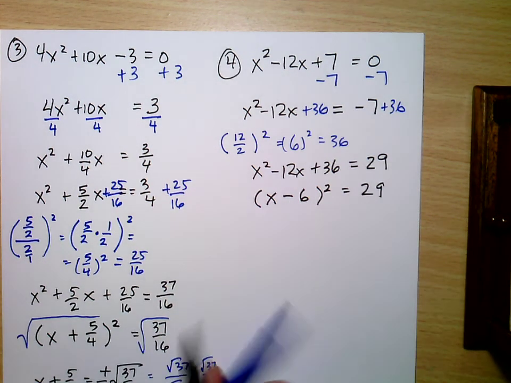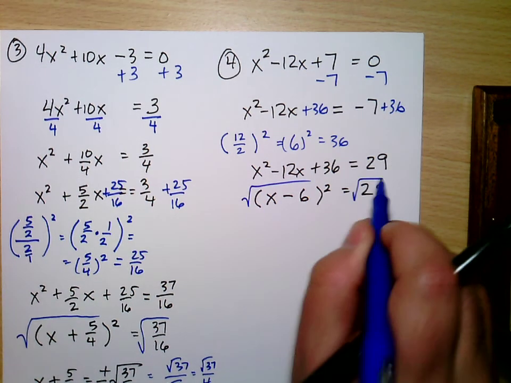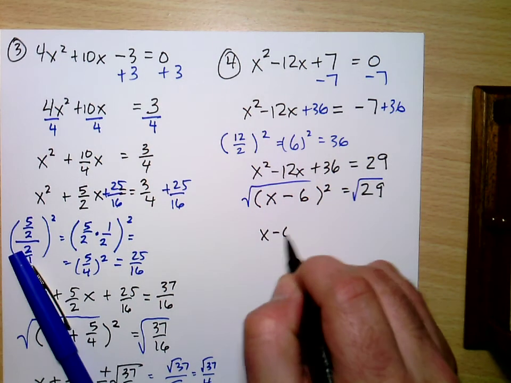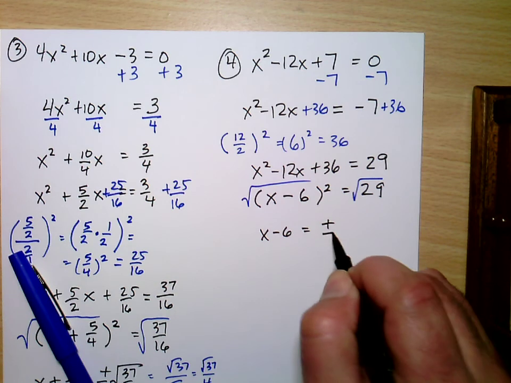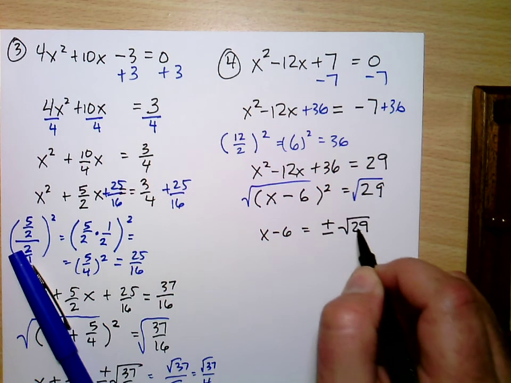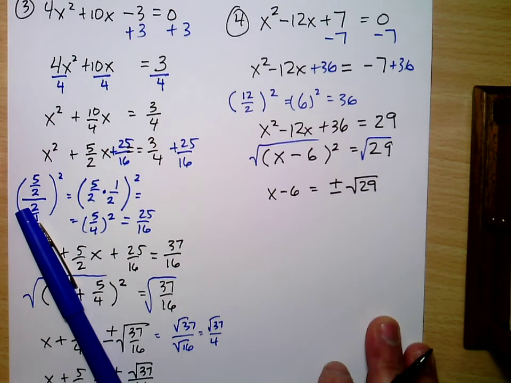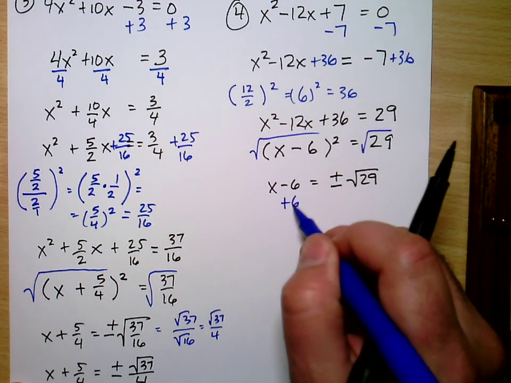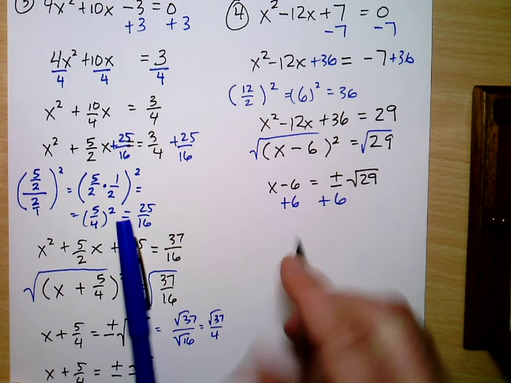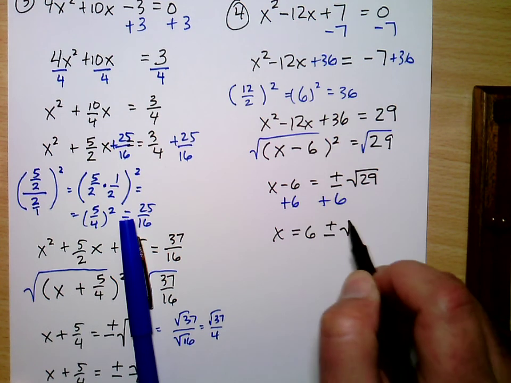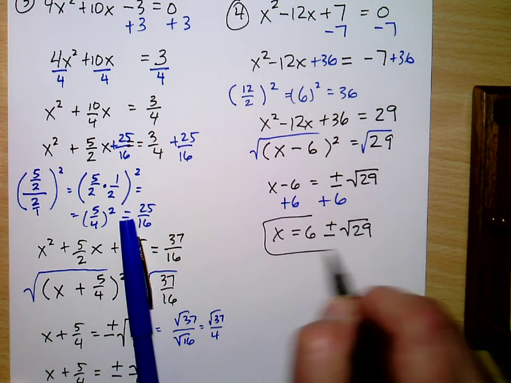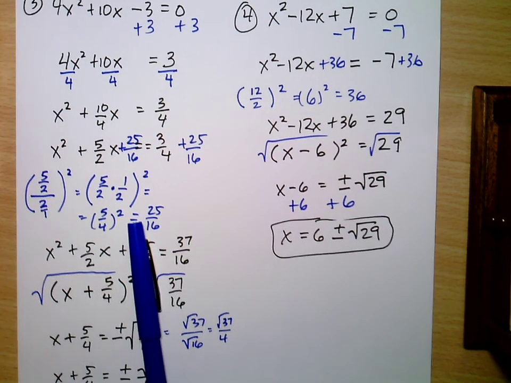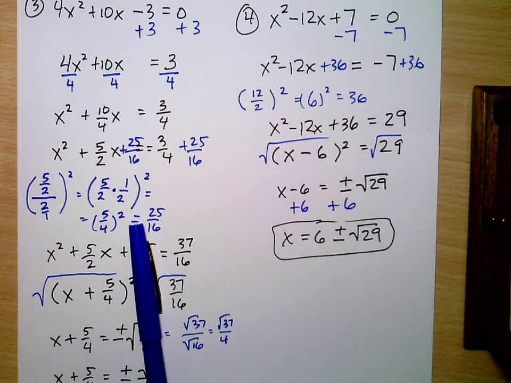We're going to take the square root of both sides. So x minus 6 equals the positive and negative square root of 43. 43 is a prime number, meaning it has no factors other than 1 and itself. So that's as simple as it's going to get. We're going to add 6 to both sides. So x equals 6 plus or minus the square root of 43. And that's it. That's solving by completing the square.